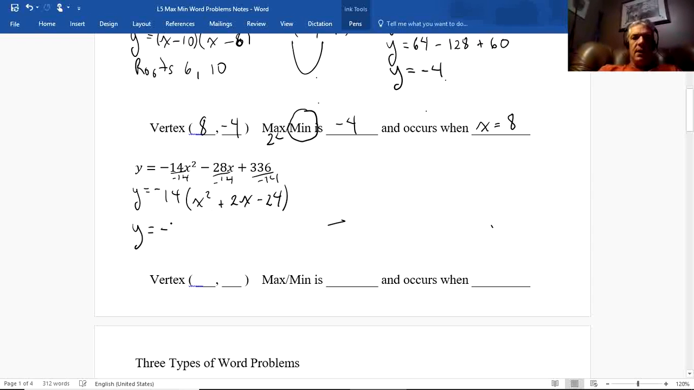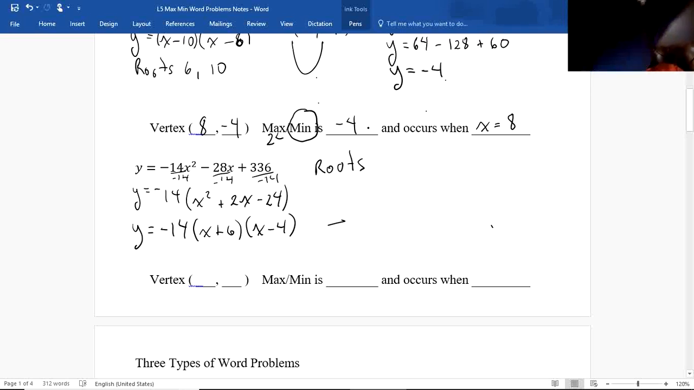I still leave my minus 14 out front, and I end up with two numbers that multiply to minus 24 and add to 2. Without getting into a lot of detail, that's going to be 6 and 4, okay? It's going to be positive 6 minus 4. So it's x plus 6 times x minus 4. And that allows me now to determine my roots. I can quickly grab my roots.